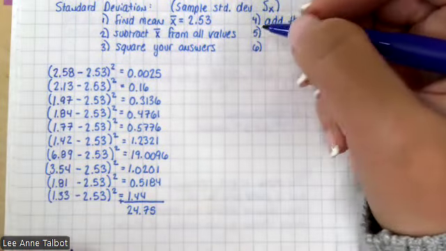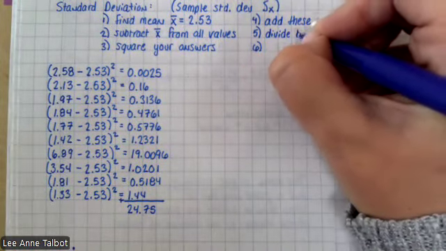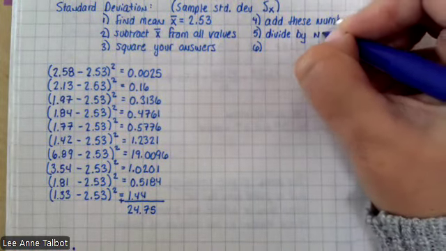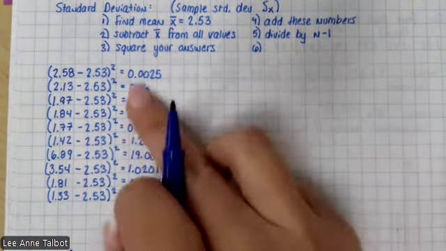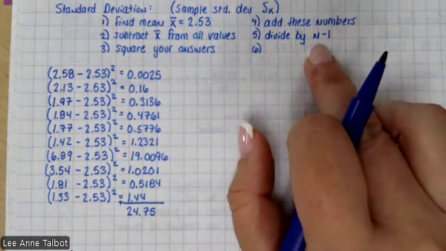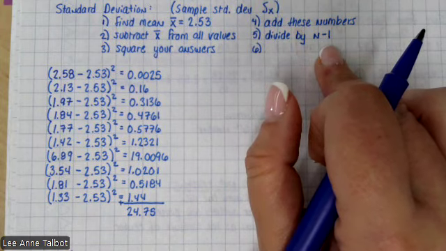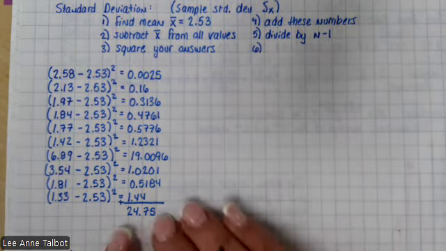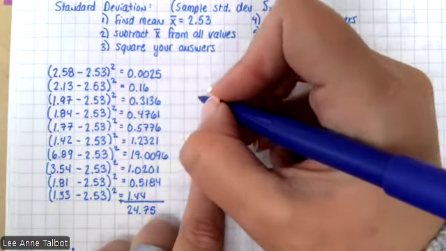Okay, step 5 is to divide by n minus 1. And let's define what n is. N is how many numbers you have. So in this case, I'll be dividing by 10 minus 1, which is 9. And I'm going to write that out. At this point, I'm actually going to take my calculations over here, and I'm going to talk about variance.